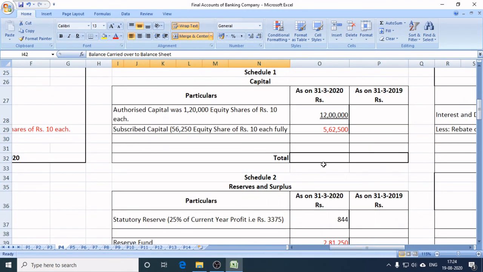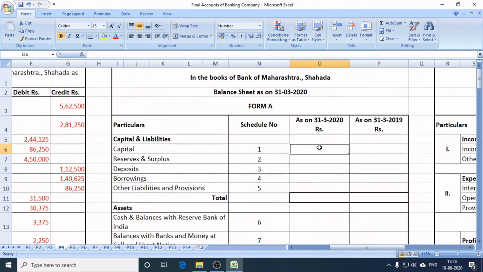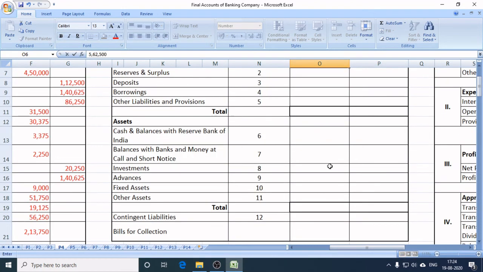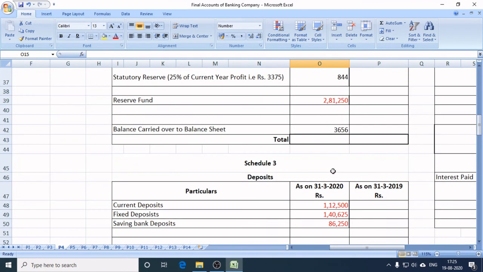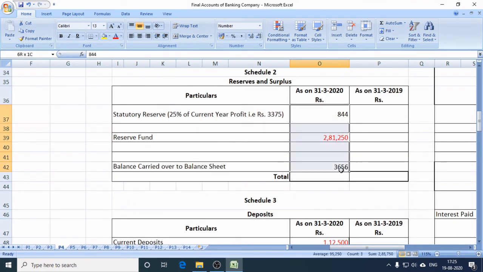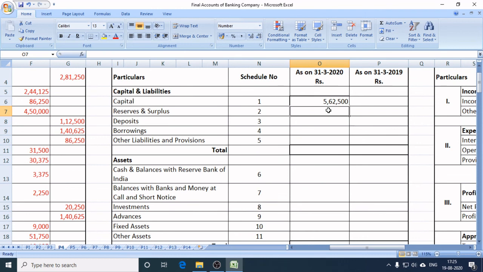Capital, schedule number 1 is capital. Now here for the calculation purpose, ignore the authorized capital, take into consideration only subscribed capital, 5,62,500. Now the next is reserve and surplus. So here the total of reserve and surplus is 2,85,750.